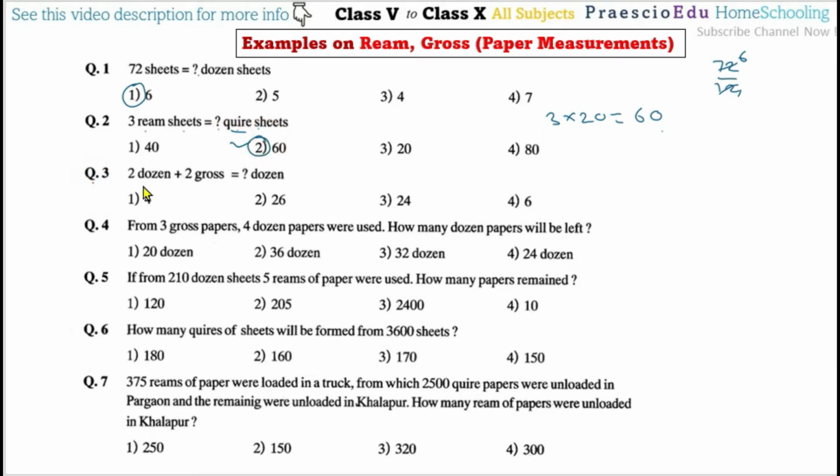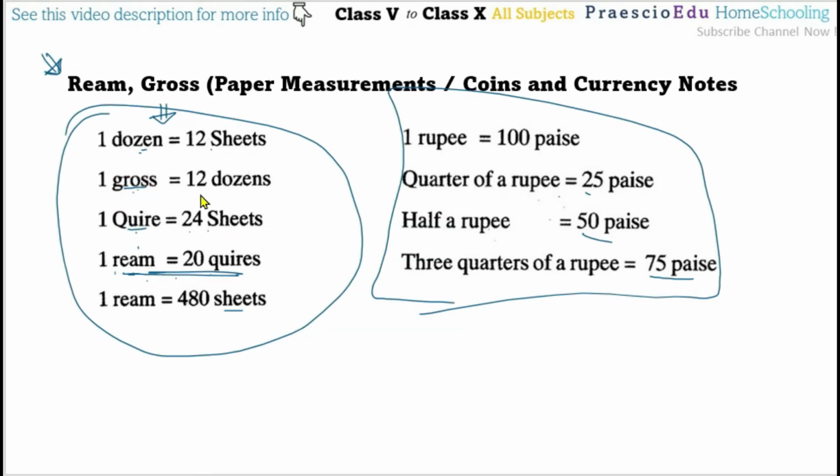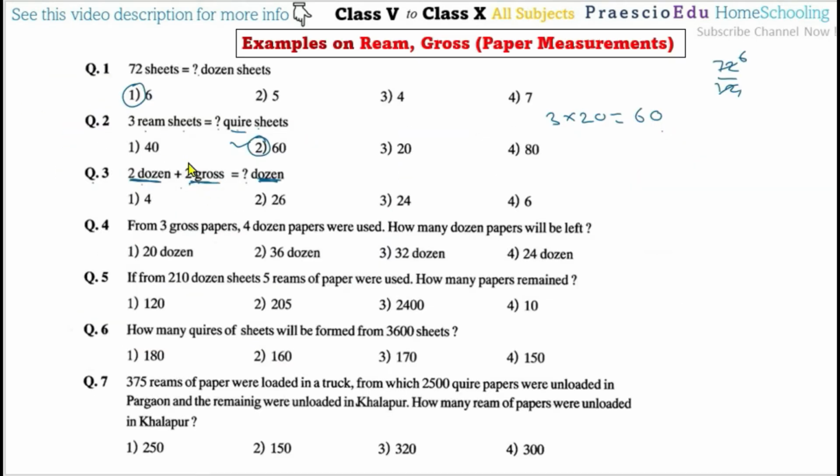Now question number 3: 2 dozen plus 2 gross is equal to how many dozen? So now it is asking about dozen. Here 2 dozen is already given. So we have to convert this 2 gross into dozen. And as we know, 1 gross is equal to 12 dozen. So this is 2 multiplied by 12, so this is 24, and plus 2 means 26. So option number 2 is the correct one.